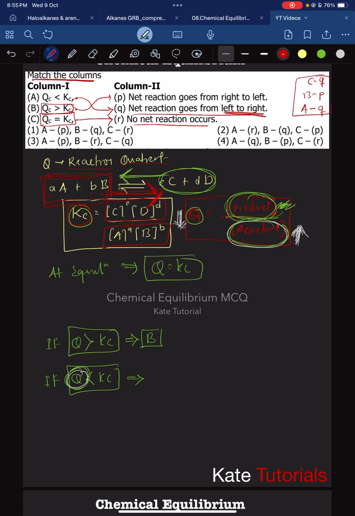So if I search for this option, A-Q, B-P and C-R, that is the fourth option.